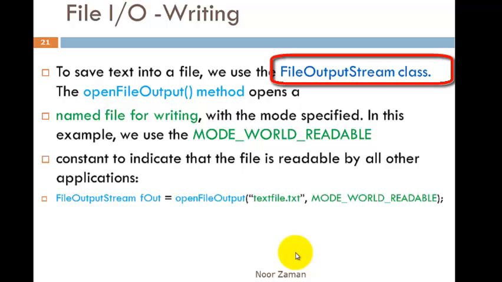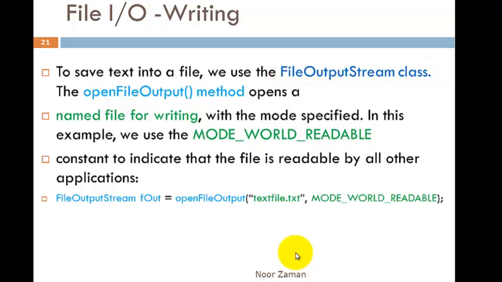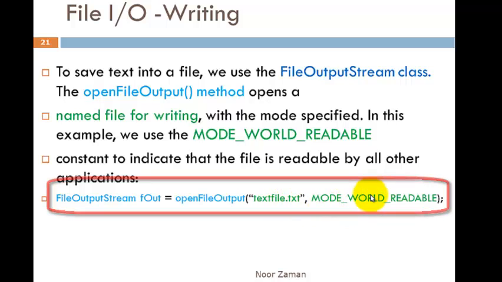These two will help us write whatever data we are entering into the editable text box into the memory. How will it be written into the memory? If you look at my mouse pointer, you can see that we are doing it by passing two parameters. The first is the text file, file.txt, and the second is the mode, MODE_WORLD_READABLE.